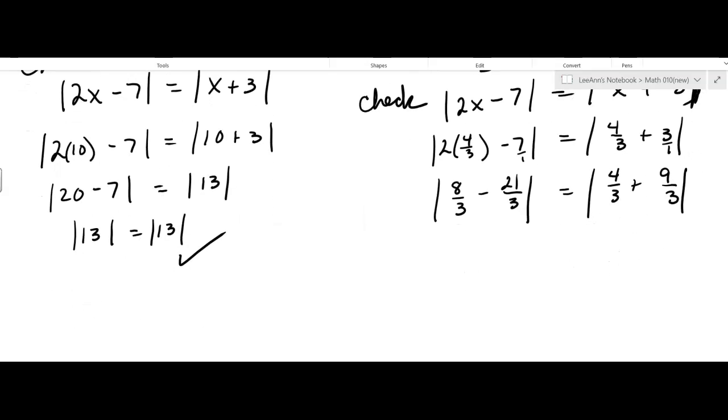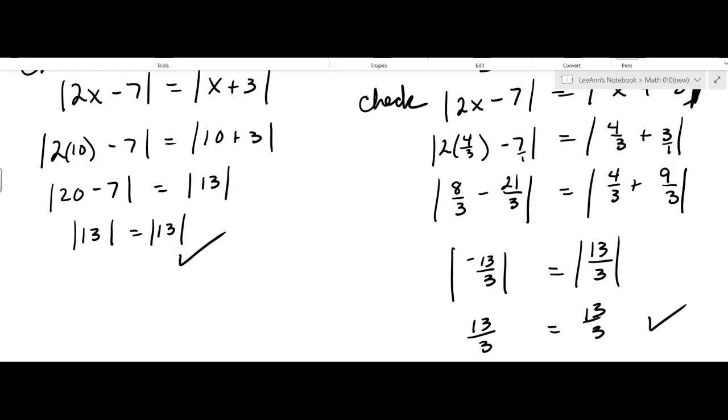So look at what happens. We get 8 minus 21, which is negative 13/3. But if you take the absolute value, you get 13/3. And on the right-hand side, if I add them together, sure enough, I get the absolute value of 13/3, which is 13/3. So yeah, they check out. So that was kind of interesting. So fun problem.